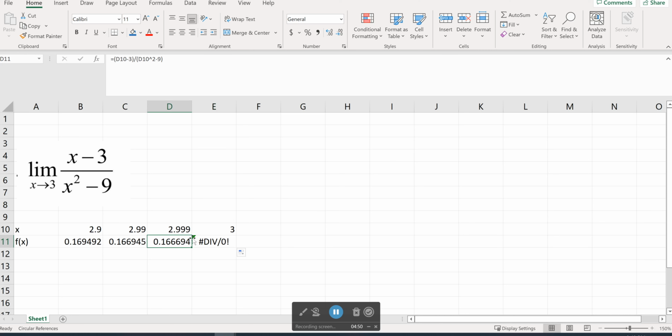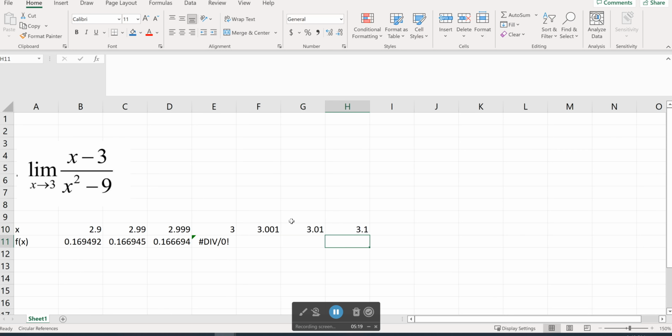Now we've approached 3 from the left, and we can see a clear convergence towards the value about 0.17 to 2 decimal places. Now let's take a look at how we go about approaching 3 from above, or the right. Let's stick to 3 decimal places. The closest value will be 3.001. The next one will be 3.010. The next one will be 3.1.